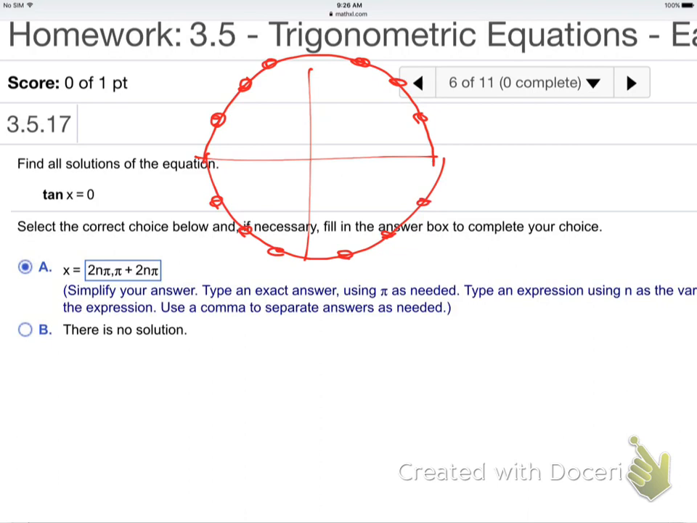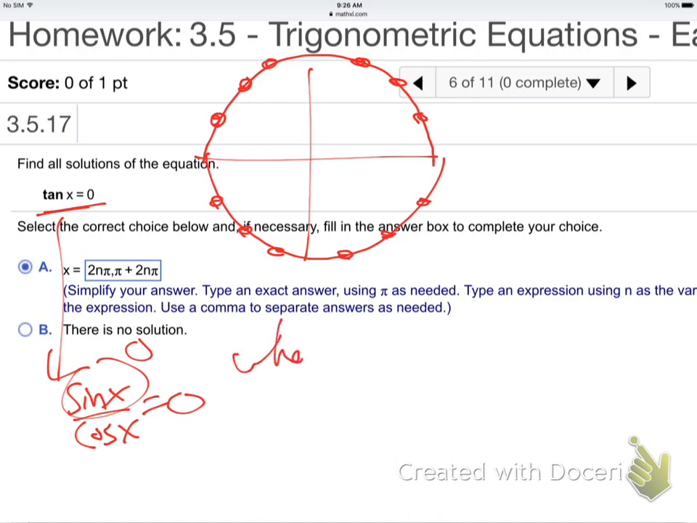Okay, so the places, again, where is tangent 0? Tangent is sine over cosine. Let me just say this again so it'll be on the recording. How do you make sine over cosine 0? You make the numerator 0. That's how we make a fraction 0, is make the top of the fraction 0. So we're really saying, where is the sine equal to 0?